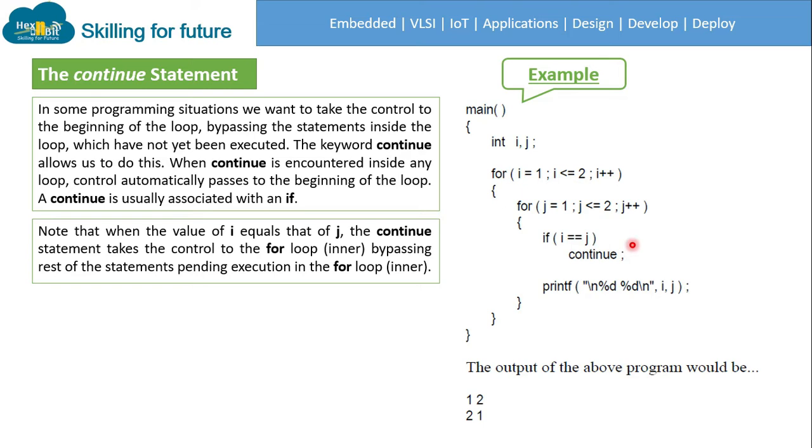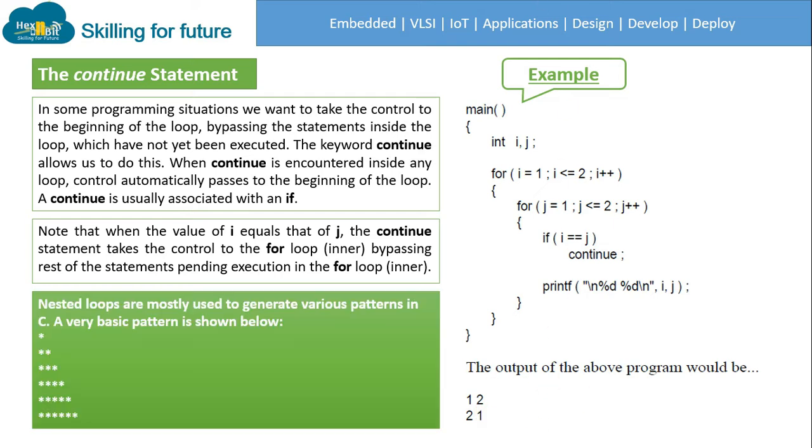That means when this continue statement is encountered, the control is transferred to j plus plus. Again it is compared with less than or equal to 2, and if it is true it enters the body. Now if this condition returns false, then the printf will be executed. As you can see in the output of this program, when i is equal to j, this printf is bypassed, and when it is not equal then the value is printed. So 1 2 2 1, this is the output for the above code.